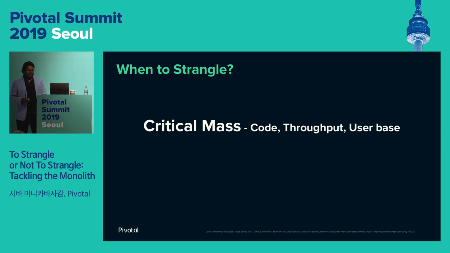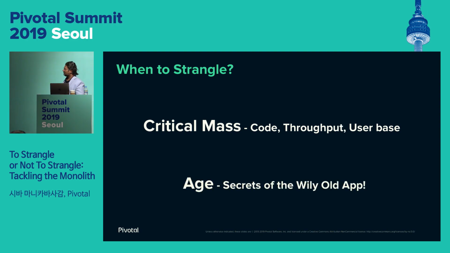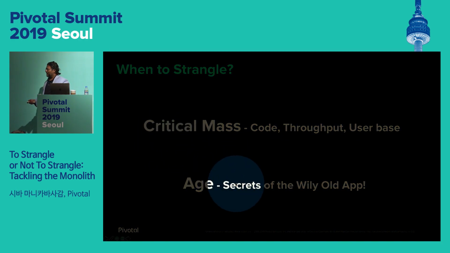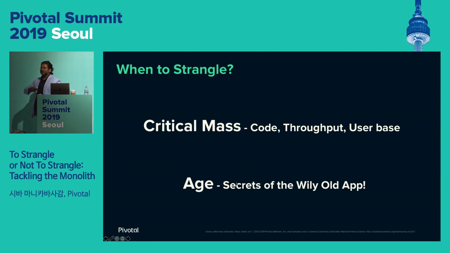Another factor that really impacts the decision is age, right? Age is a proxy for complicated, unknown business logic. As you know, whenever applications become old, they start to accumulate technology debt, and suddenly we lose track of the small little nuances of business logic that are there in those millions of lines of code, right?